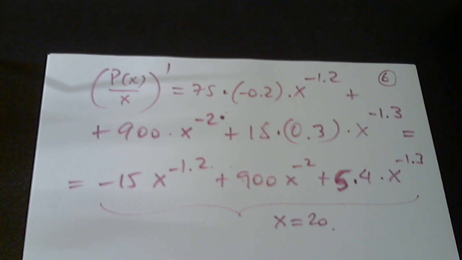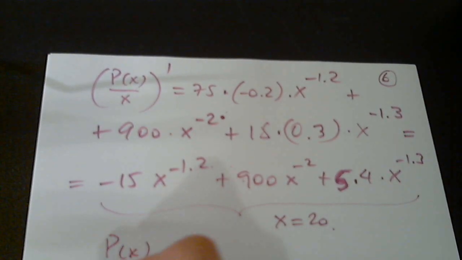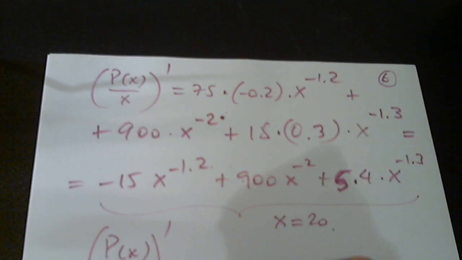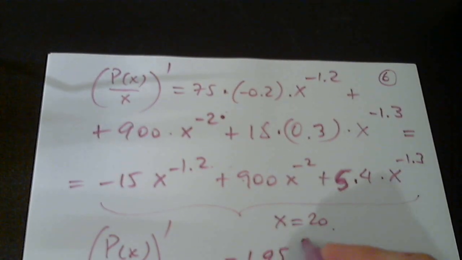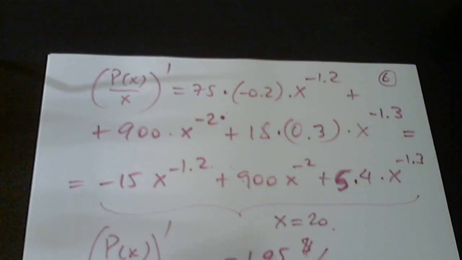And now I plug in 20. So the rate of change is 1.95. So P of x over x prime when x is 20 is 1.95 dollars per unit. Any questions? Wouldn't it be a negative or a minus 5.4?